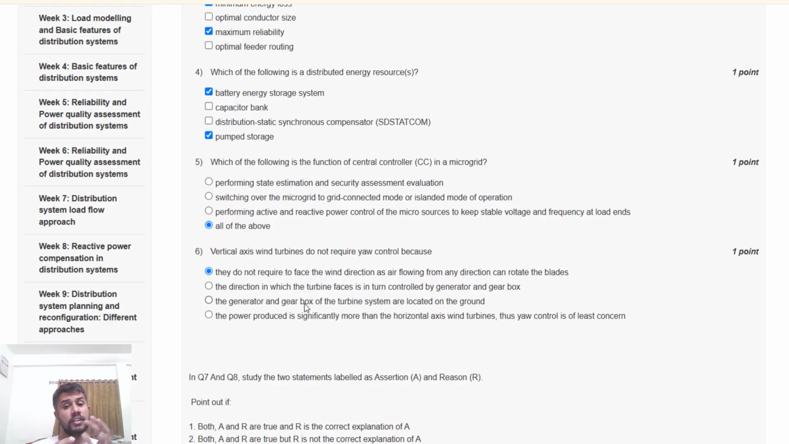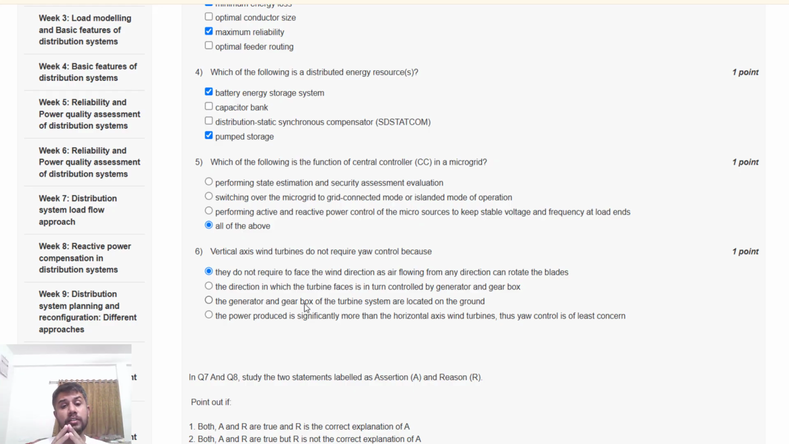Which of the following is the function of central controller CC in microgrid? The central controller can perform state estimation and security assessment evaluation, switching the microgrid to grid connected mode or islanded mode, means switching of the operation mode, performing active and reactive power control of the microgrid or micro sources to keep stable voltage and frequency at load ends. So these all are the functions of central controller. So answer is all of the above, D.